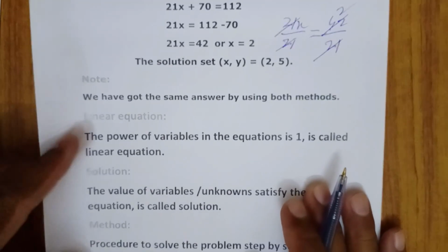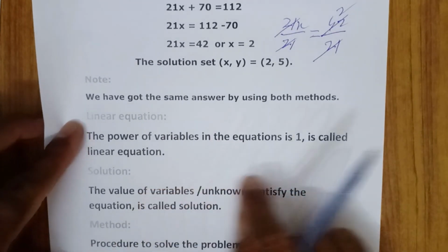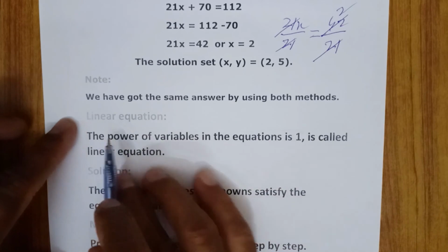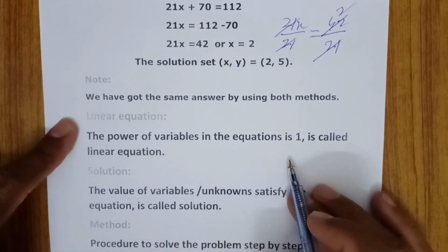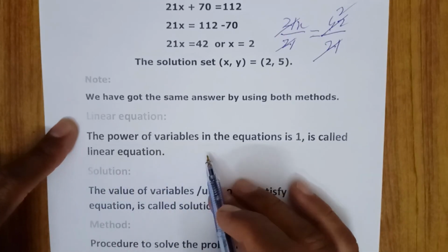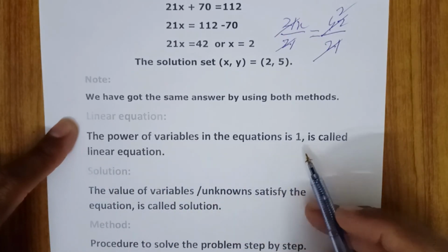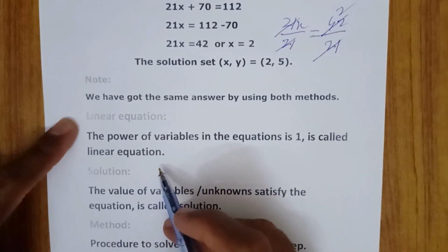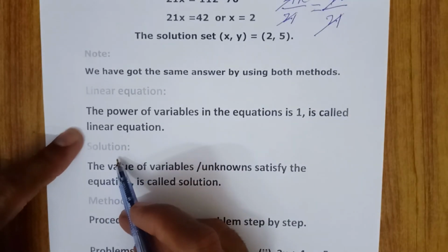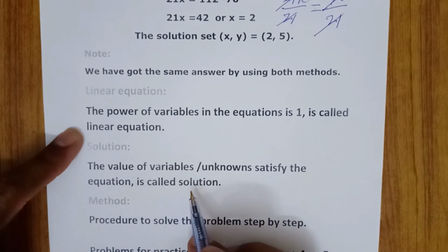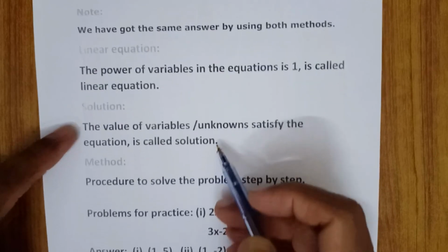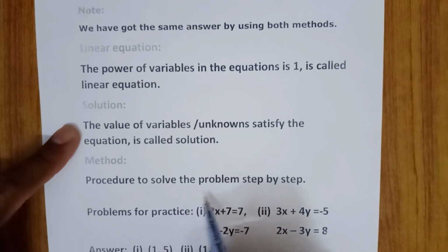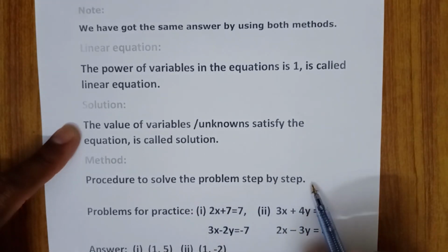Now I want to tell you about the definitions. First, linear equation. An equation in which the power of the variables is 1 is called a linear equation. Solution. What does it mean? The values of the unknown variables that satisfy the equation are called the solution. What do you mean by method? Method means a procedure to solve the problem step by step.